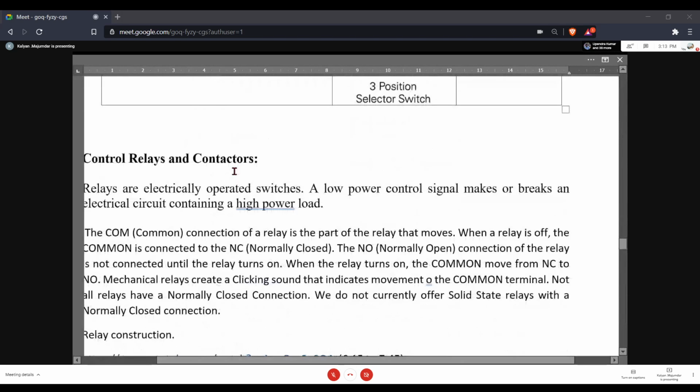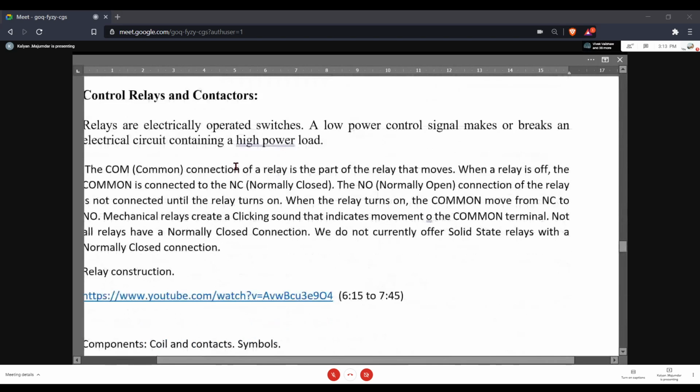Relays and contactors are basically the same thing, only the current ratings are different. Now, what's the similarity or the difference between a relay and a switch? Relays and switches are almost identical. Of course, relays are identical to push buttons or momentary switches. The only difference is that a push button or a momentary switch is manually operated, while a relay is electrically operated. So a relay is basically an electrically operated switch. A low-power control signal is used to turn on or turn off, to make or break a high-power circuit which contains a high-power load.